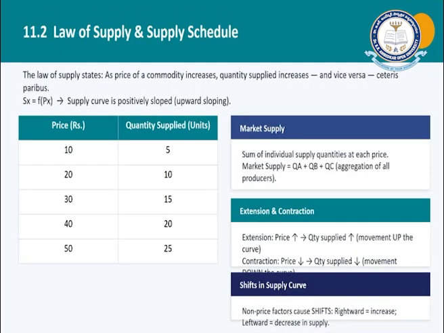So non-price factors cause shifts. A rightward shift means an increase in supply, and a leftward shift means a decrease in supply. Please remember, here we are talking about shifts not in terms of price but in terms of supply. While discussing the supply curve, please remember that non-price factors cause shifts, not the price. So rightward when the supply increases, and leftward when it decreases.